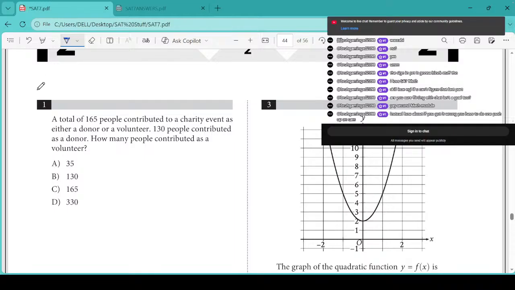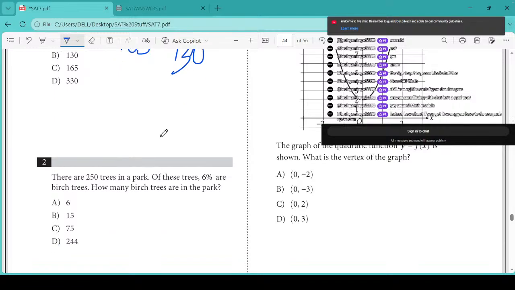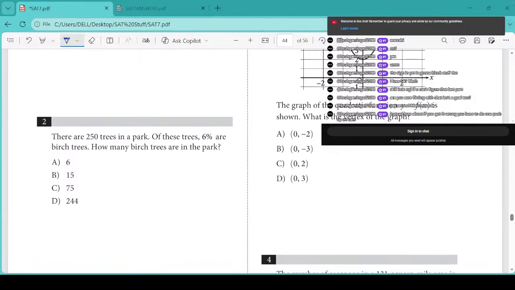Let's just get started with Module 2. So question 1, what are they asking us here? A total of 165 people contributed to charity as donor or volunteer. 130 people contributed as a donor. So how many are volunteers? This is pretty straightforward. Out of 165, 130 are donors, so the remaining 35 would be volunteers. Simple subtraction. Let's move on to question number 2.